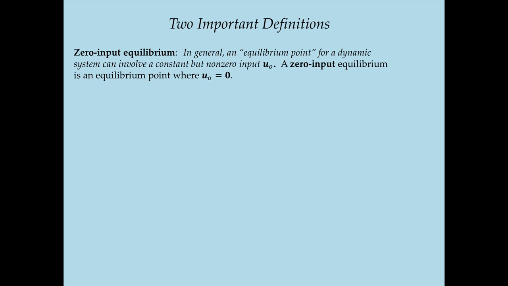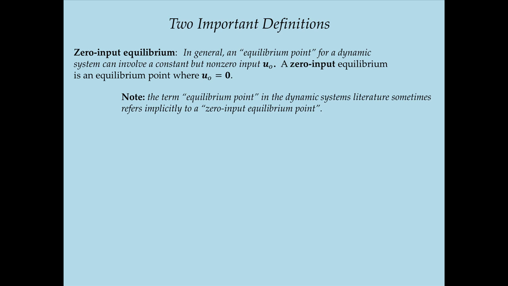Okay, so I'm restricting my definition of an equilibrium even further here, and I'm saying I'm only interested in those equilibria that correspond to zero input. The reason why I'm highlighting this definition is the following. A lot of the time when you study system dynamics and you open a textbook on dynamic system modeling and control and you look at the textbook's definition of equilibrium, what the textbook is really presenting to you is the definition of a zero input equilibrium.